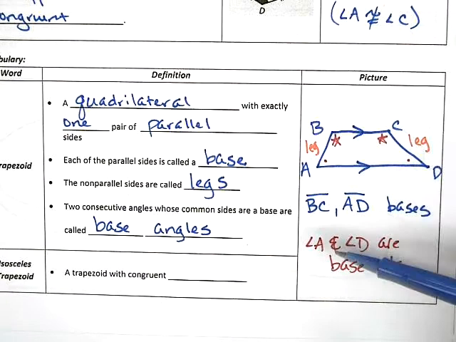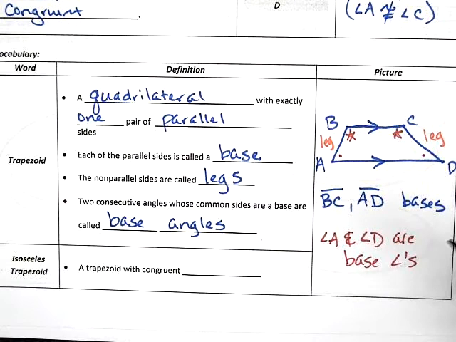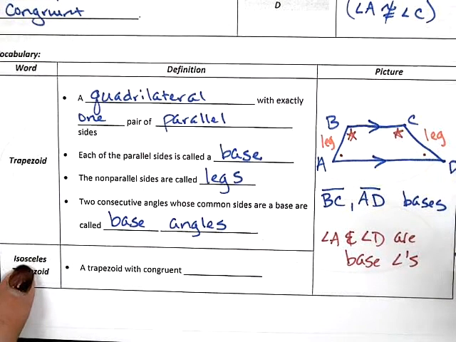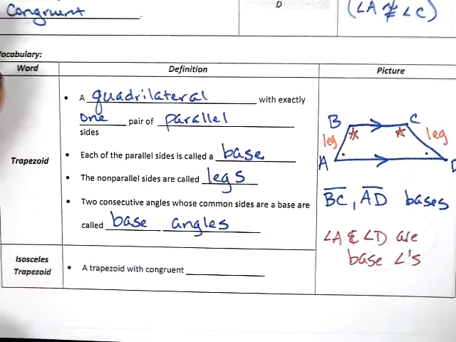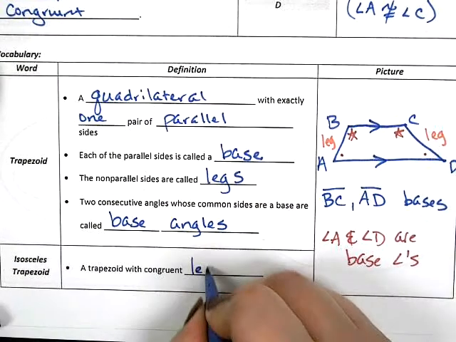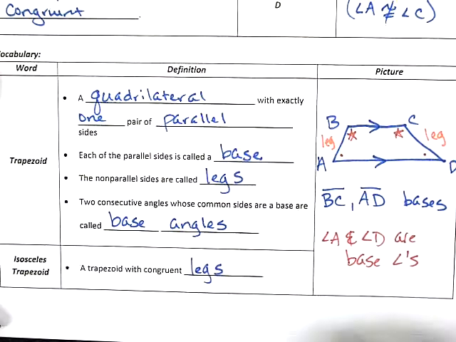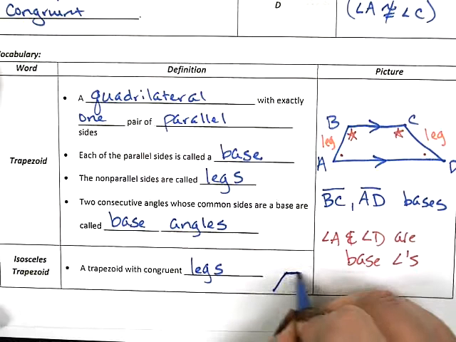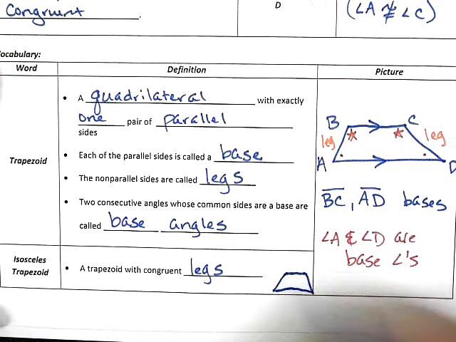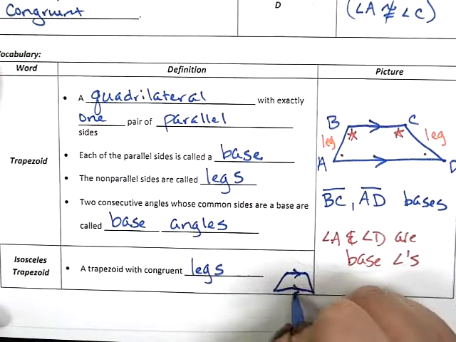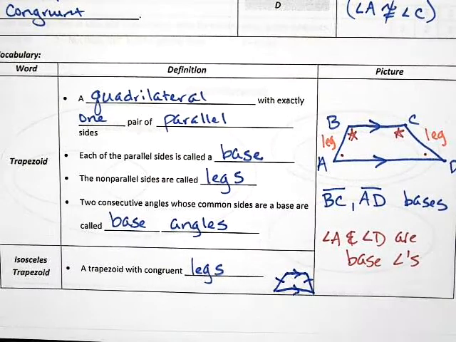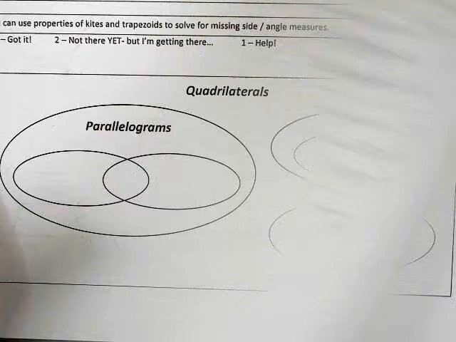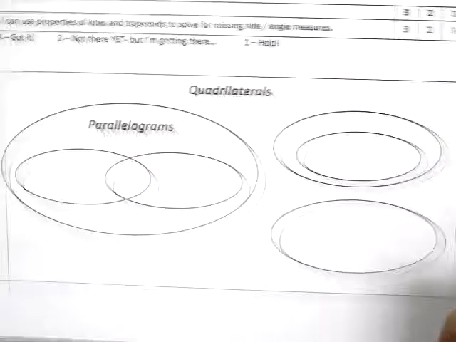An isosceles trapezoid now, so more specific. Hopefully you guys remember from chapter 4 what isosceles is. An isosceles trapezoid is a trapezoid with congruent legs. Okay, so most of the time it is going to look like this. We've got our parallel sides, and then the legs usually have a tick mark to show us that they are congruent. Cool? All right.